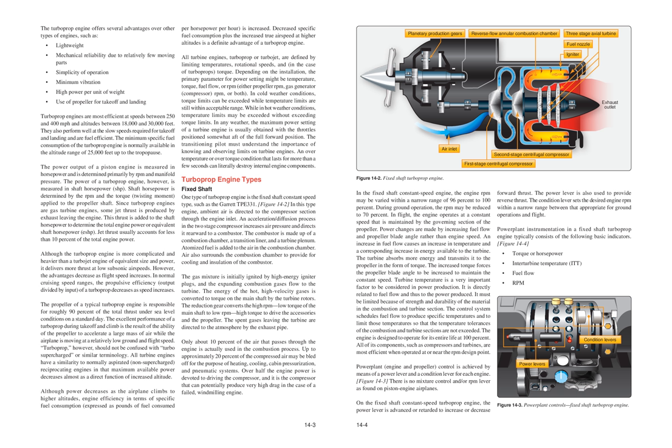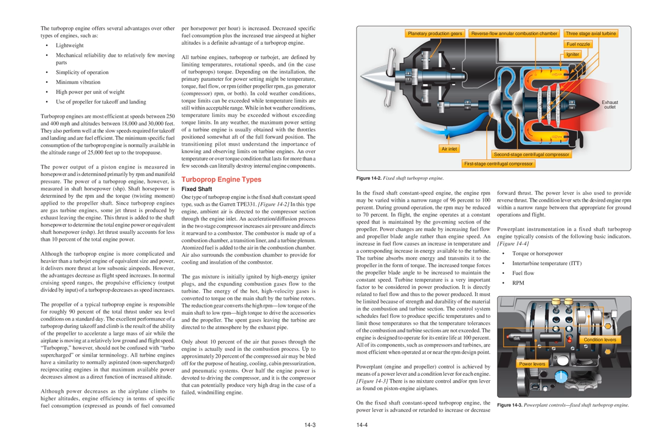Power plant, engine and propeller control is achieved by means of a power lever and a condition lever for each engine. Figure 14-3. There is no mixture control or RPM lever as found on piston engine airplanes. On the fixed shaft constant speed turboprop engine, the power lever is advanced or retarded to increase or decrease forward thrust. The power lever is also used to provide reverse thrust. The condition lever sets the desired engine RPM within a narrow range between that appropriate for ground operations and flight.